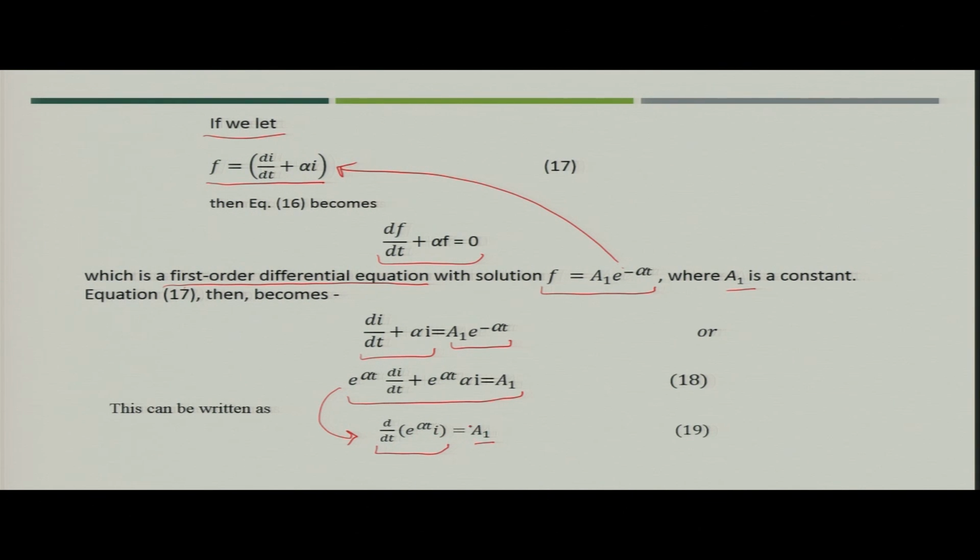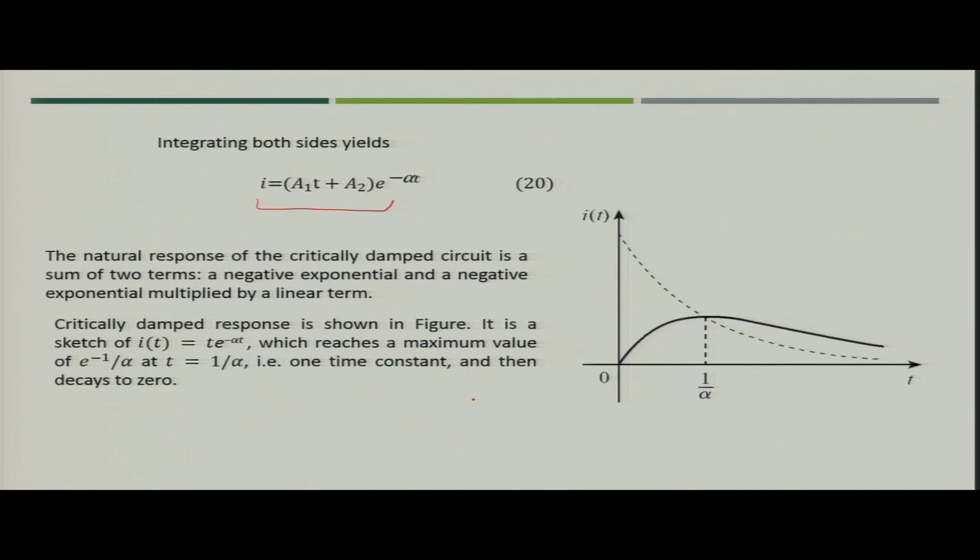So, when you integrate both sides, you will get A1 t plus A2, and you will get e to the power alpha t into I. So, what you get finally? I is nothing but A1 t plus A2 into e to the power minus alpha t.